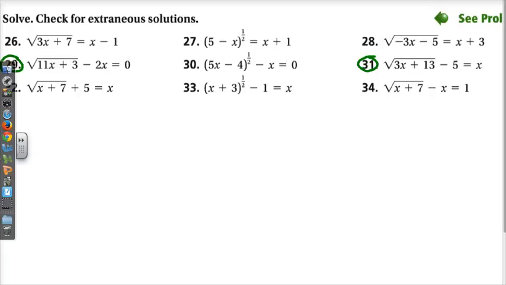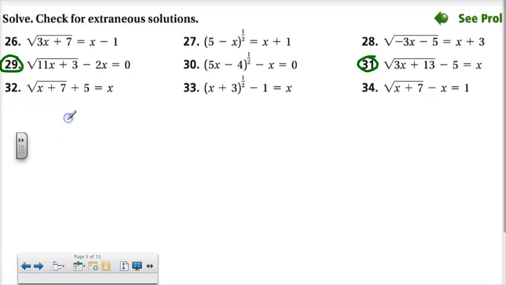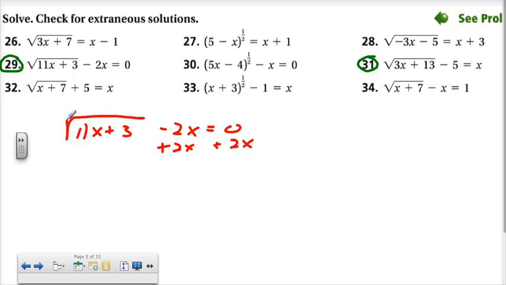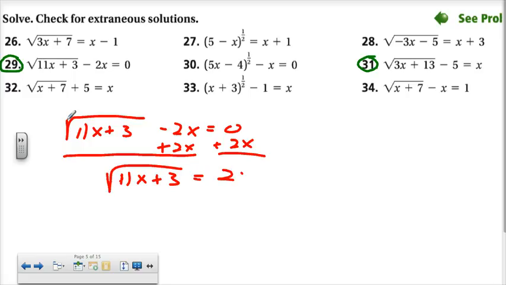These are the frequently asked questions for Algebra 2 for Section 6.5, Day 2, starting with number 29. And we have the square root of 11x plus 3 minus 2x equals 0. And as we've been talking about in class, you have to isolate the radical. So what I have to do is move this 2x over to the other side, just using addition. So square root of 11x plus 3 equals 2x.